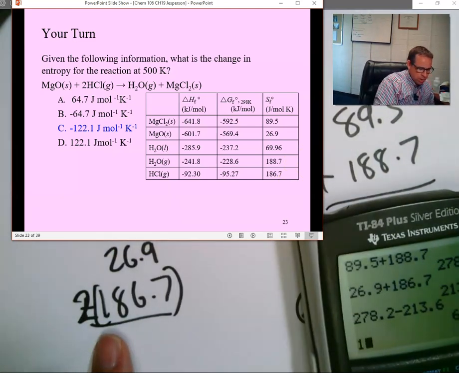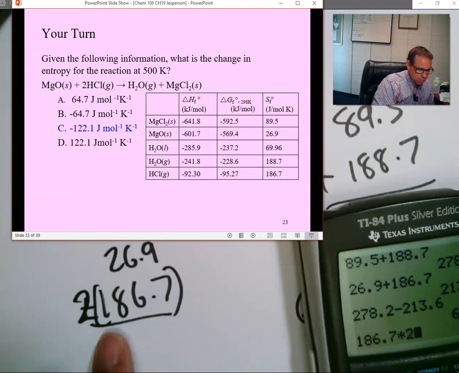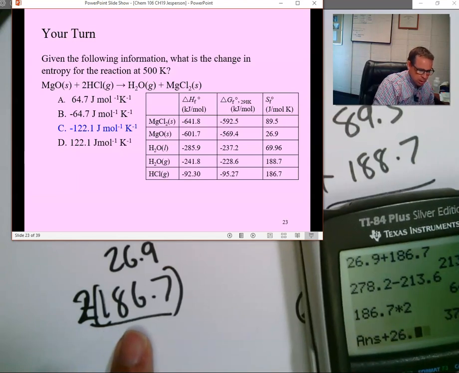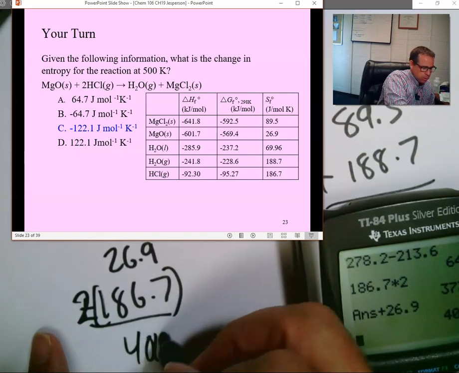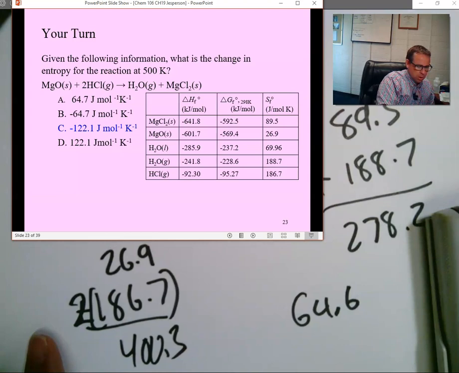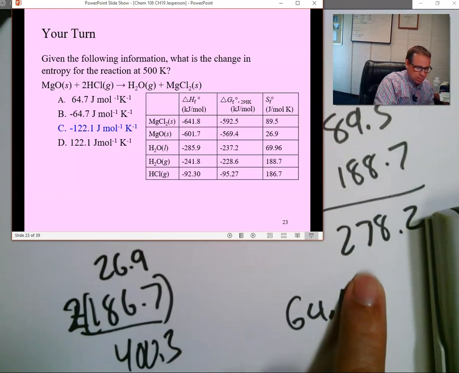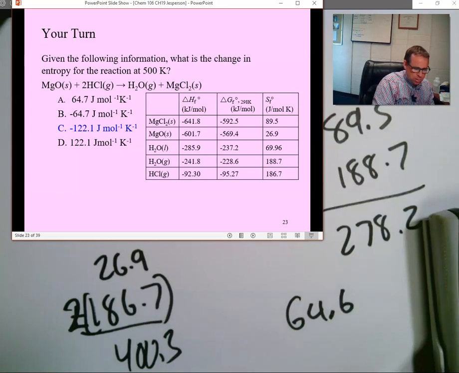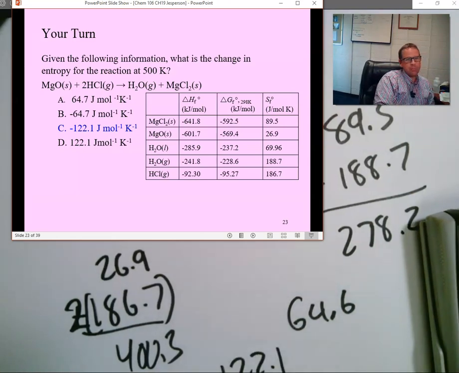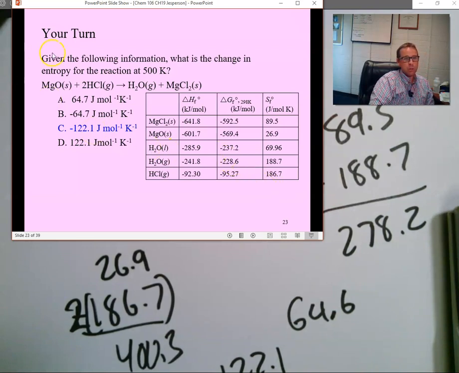So we got 186.7 times 2 plus the 26.9. There we go, 400.3. So now we'll do our products, 278, minus our reactants, 400.3. So it's a negative 122.1. All right. So important to recognize there the 2 moles. But this isn't at 500 Kelvin. This is just joules per mole per Kelvin. If we wanted to get it at 500, we have to multiply that by 500.